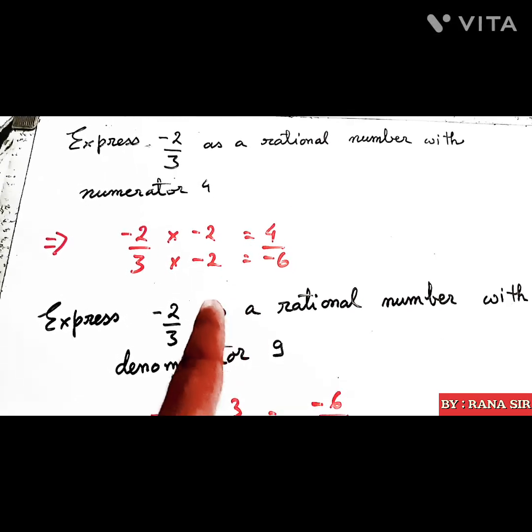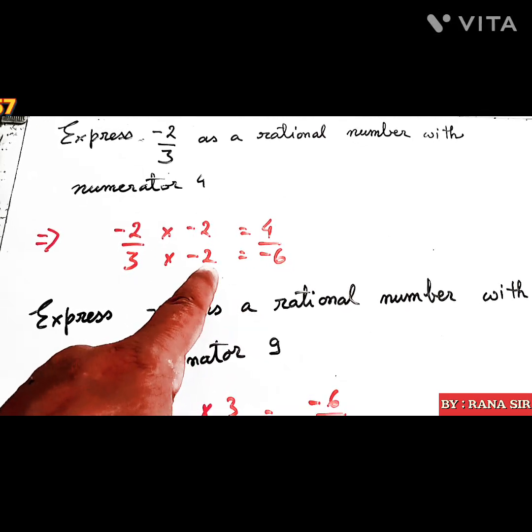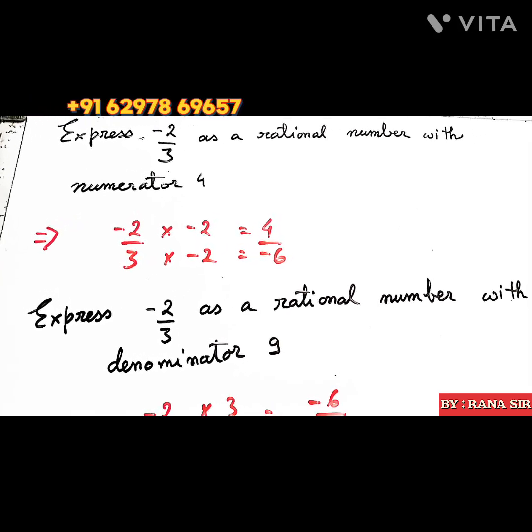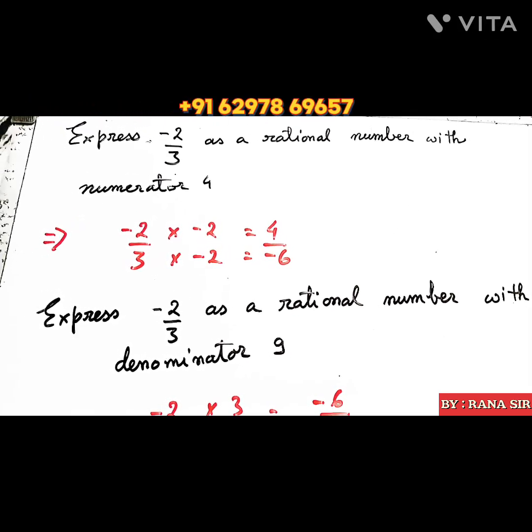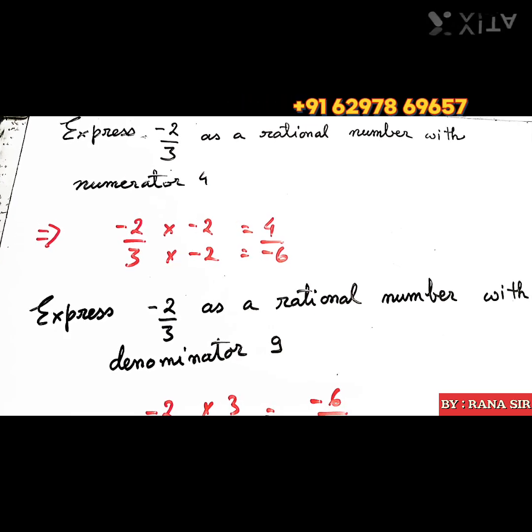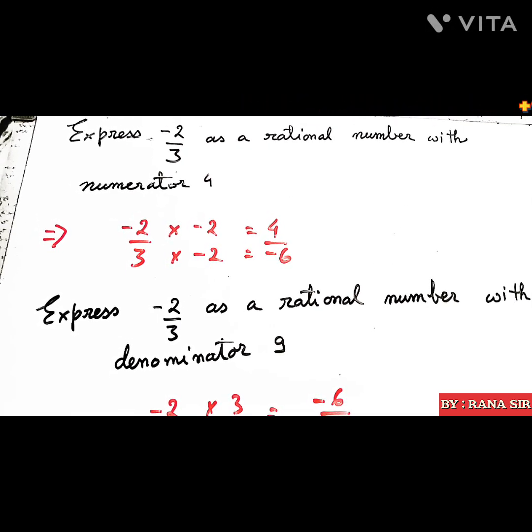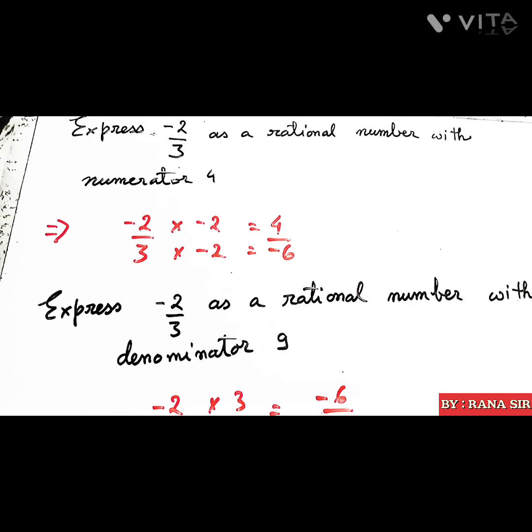So I have to also multiply the denominator with minus 2 to make it equivalent. So 3 into minus 2 is minus 6. So the answer is minus 6. So to get the numerator 4, we have to have the denominator minus 6.